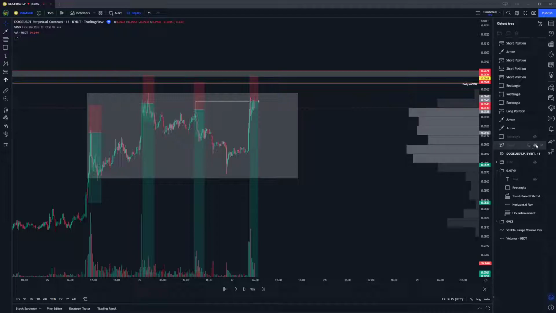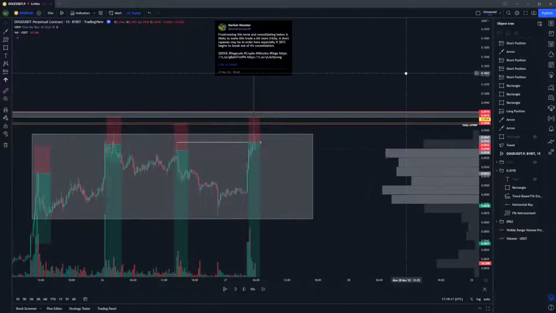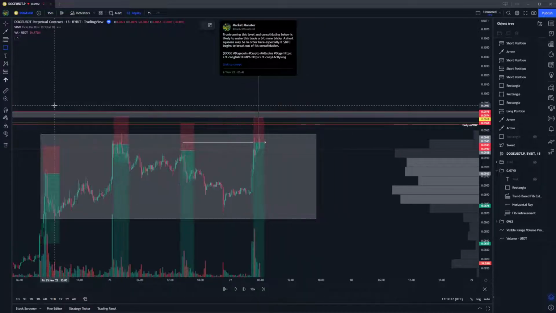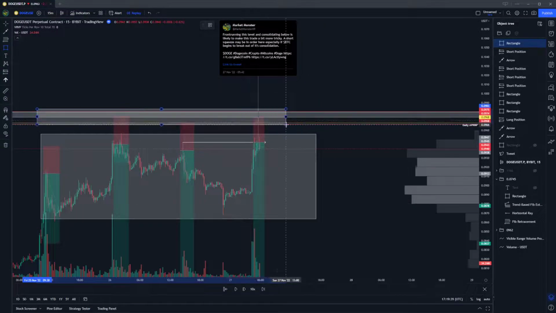So I put this on Twitter. I posted something on Twitter saying that front running this level and consolidating below is likely to make this trade a bit more tricky. A short squeeze may be in order here, especially if Bitcoin begins to break out of its consolidation. So what I noticed was that we were consolidating below the resistance.